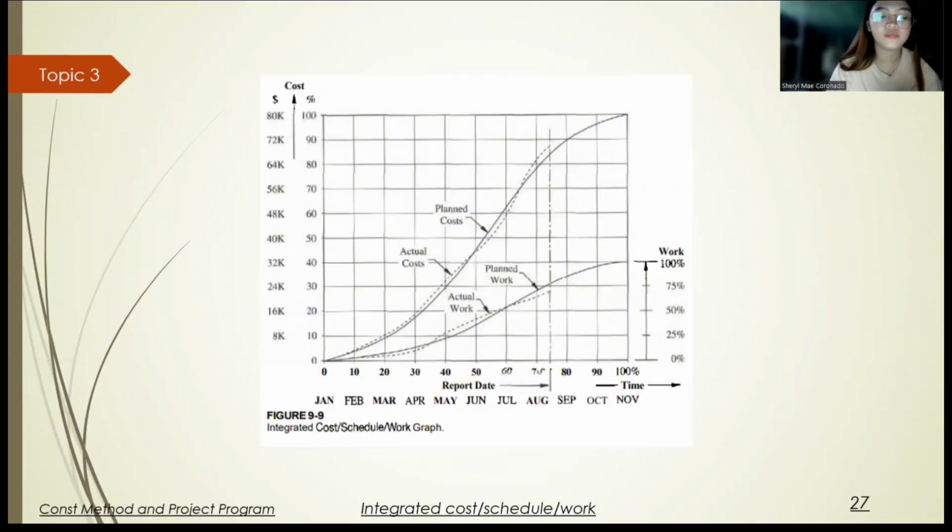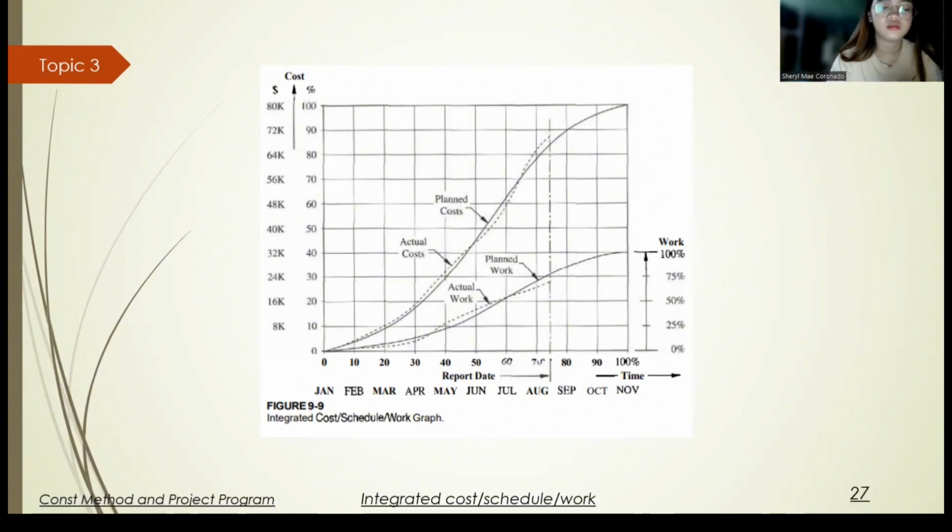Figure 99 is a graph that links cost on the left-hand ordinate, time on the abscissa, and work on the right-hand ordinate. The upper curve is simply the cost and time S-curve that has been discussed in the previous section of this book. The lower work-time curve shows the relationship between work and time throughout the duration of the project. Thus, the graph is simply a composite overlay of the information previously presented.